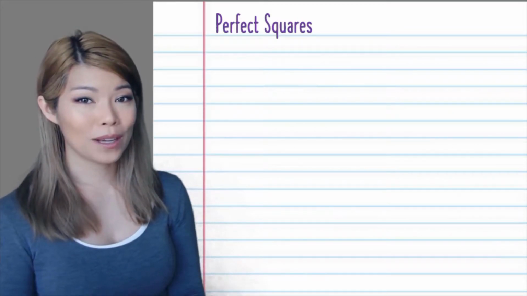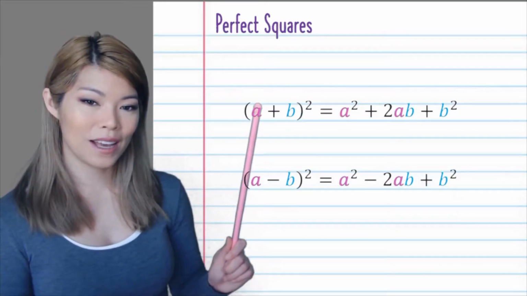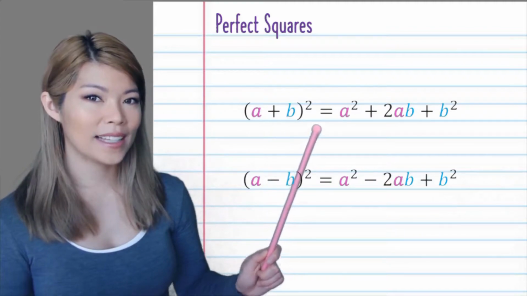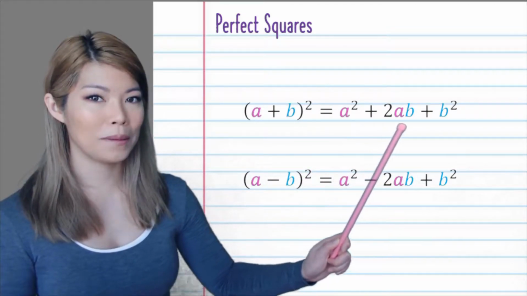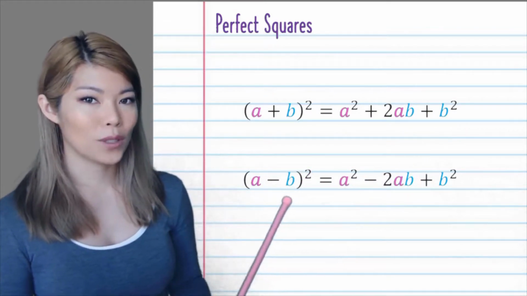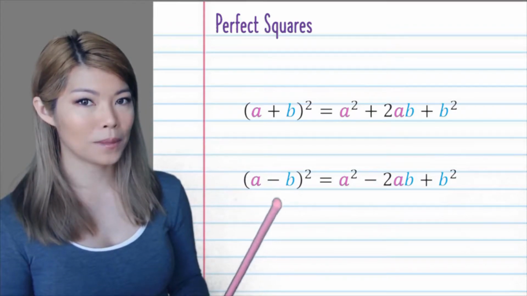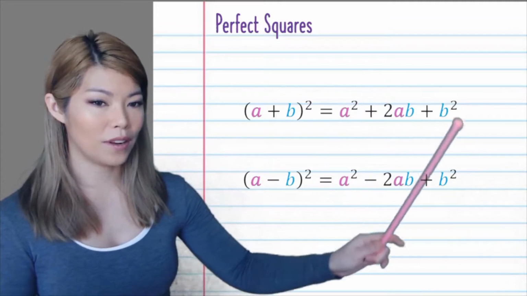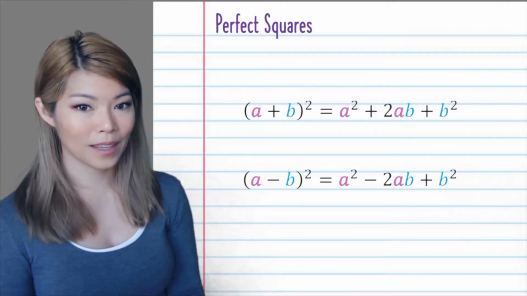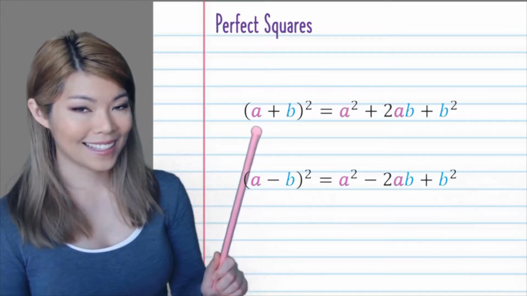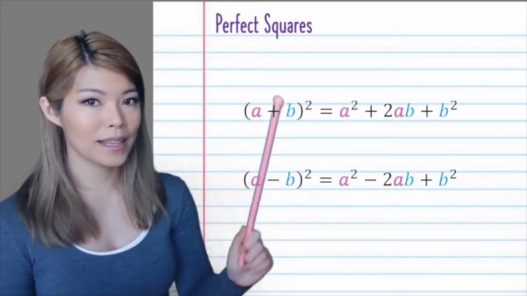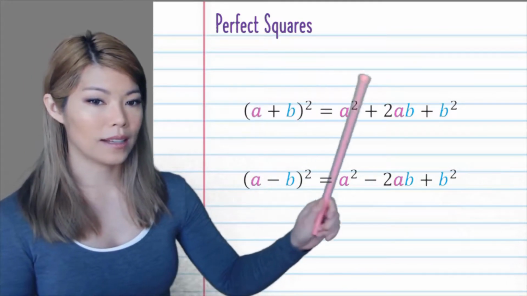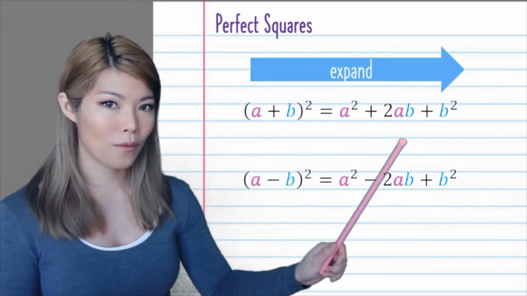Recall perfect squares are these formulas over here, where we have (a plus b) squared gives us a squared plus 2ab plus b squared. Whereas when you have the minus, (a minus b) squared, then this middle term is negative, but everything else looks exactly the same. Now these are the factors, so (a plus b) times (a plus b). And when we expand it, we were going that way.